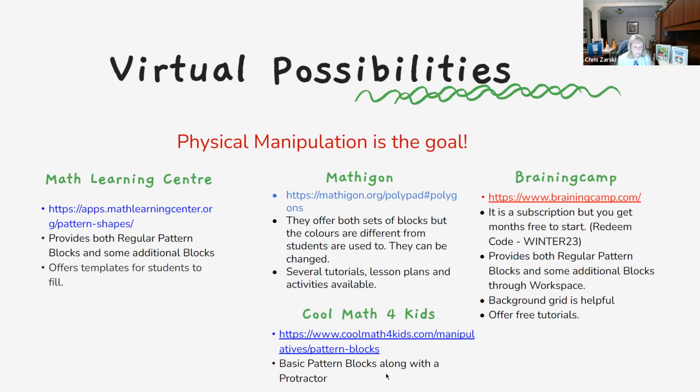Cool Math for Kids also has pattern blocks, the basic ones, and they also have a built-in protractor. So if you wanted them to measure their angles and do the geometry components, that would be a place to go, as the other ones didn't have those options. Braining Camp offers a pretty in-depth one as well. Much like Mathagon, you've got lots of opportunities there to grab the originals, and also the DESI blocks. They have a grid that sits in the background, which is sometimes really helpful for students to visualize pieces that might fit in to answer the questions we're asking them. They too offer free tutorials.